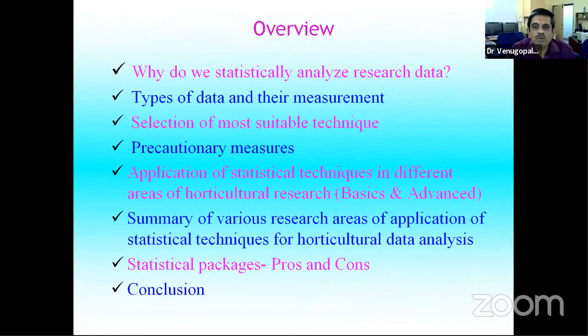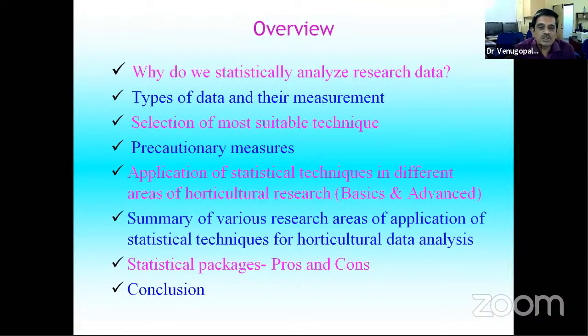So let me present the overview of my lecture today. At first, I will be dealing with the necessity of statistically analyzing our research data. Then the different types of data and their associated measurement. What is a suitable tool we need to use for selecting a technique? What precautionary measures should we take?